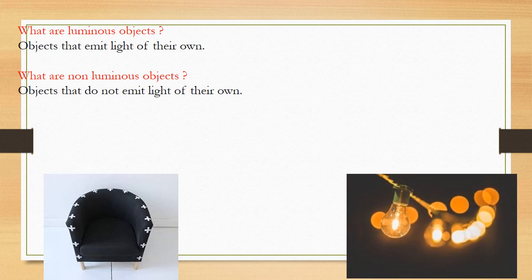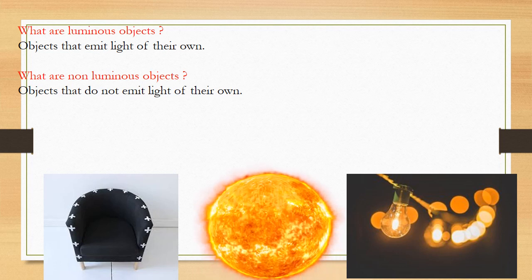You can see at the corner, right hand corner, there is the bulb, right? So this bulb, when you switch on the current, it glows. So it emits light of its own, that is, it produces light, right? The next one you see. If you see the sun, it produces its own light, it emits its own light. So those objects that produce or that emit light of their own, we call them as the luminous objects.